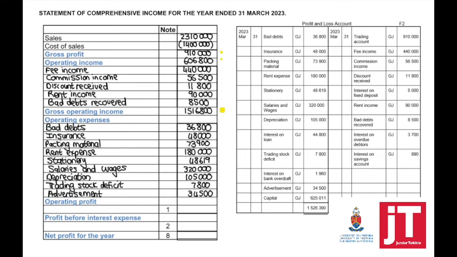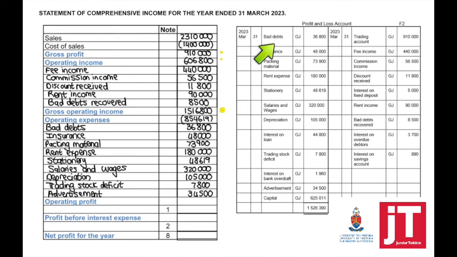Our next step is to look at our operating expenses, and everything is included except for interest expense. When we talk about interest expense, we're talking about interest on bank overdraft, interest on overdue creditors, interest on loan. Those will form part of note number 2, which is your interest expense. So make sure that you exclude all of that.